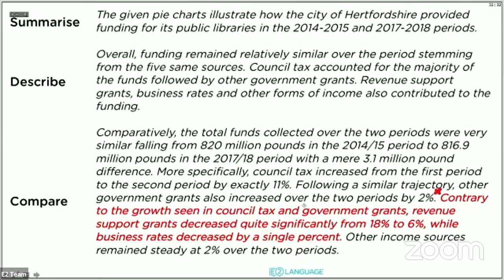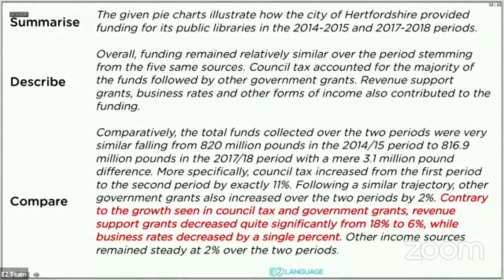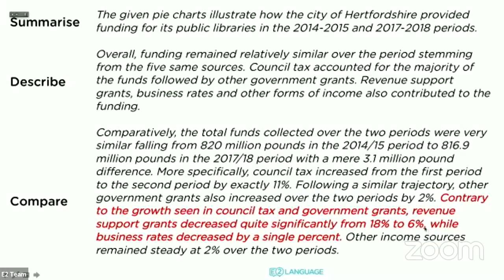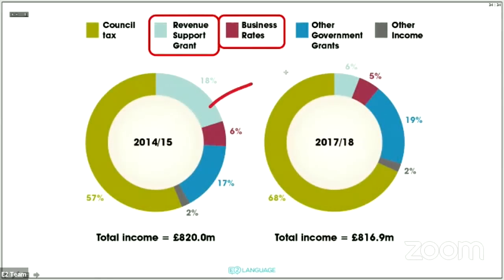And I said, contrary to the growth in council tax and government grants, here's my beginning of the sentence. Revenue support grants decreased quite significantly from 18 to 6. And here I've included the other source of decrease, the business rates, while business rates decreased by a single percent. So see if you can do that as well. Let's go back. See if you can write a complex sentence where you compare these two. And if you can, connect it to your previous sentence.